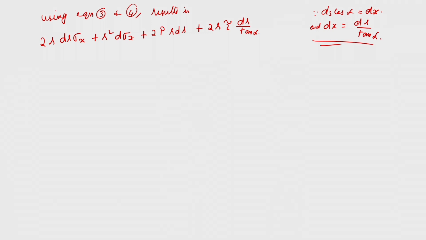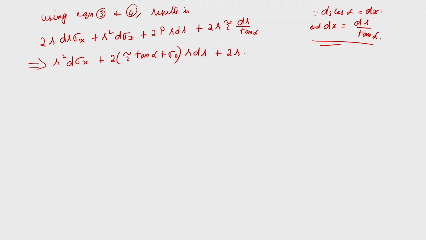So just to remember, I am just writing it here. That means from this relationship we will get r squared d sigma x plus 2 into tau tan alpha plus sigma 0 r dr plus 2 r dr into tau by tan alpha is equal to 0.